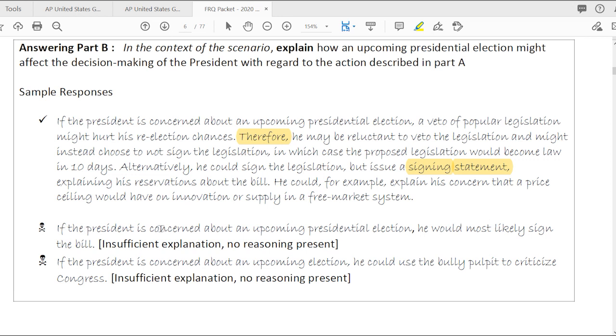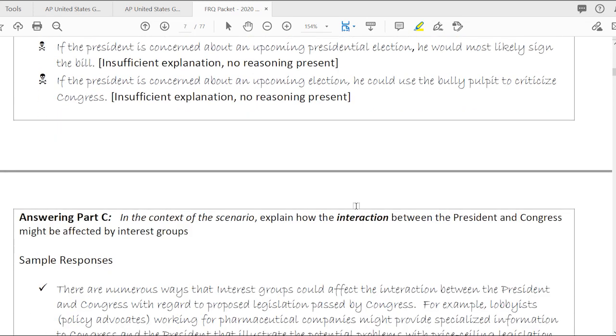Bad responses: if the president is concerned about an upcoming presidential election, he would most likely sign the bill. You haven't provided any explanation, so no points for that one. If the president is concerned about an upcoming election, he could use the bully pulpit to criticize Congress. Well, you didn't define what the bully pulpit is. You really are stating a course of action that does not make any sense with regard to the scenario. So this one is not good.